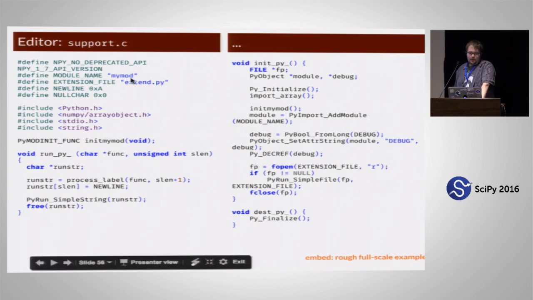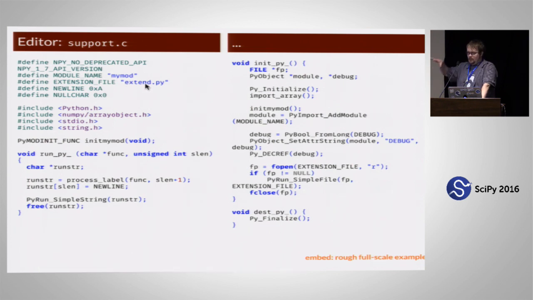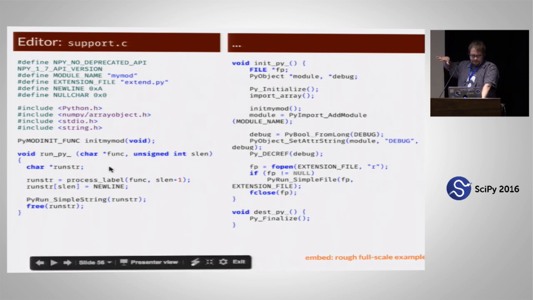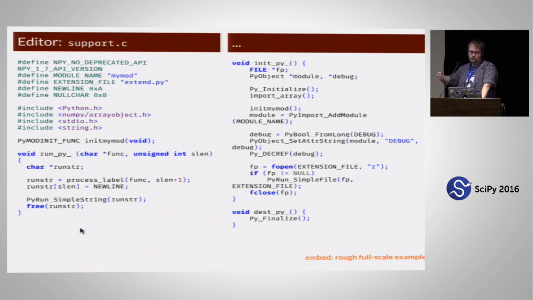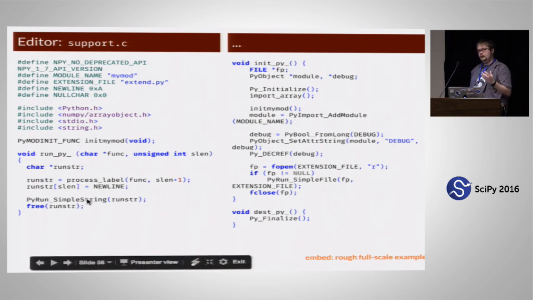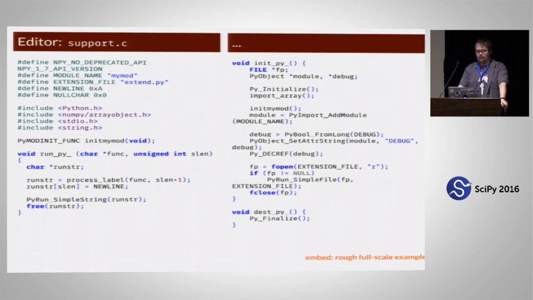So we have a module name that we define, and we have a name of a file that we're going to be interested in reading. And this run.py, the only thing you really need to know is this line here. It's the same run that we did before. The rest is just about going from Fortran strings to C strings. So this lets us run arbitrary Python code from Fortran. It's just really a thin wrapper.